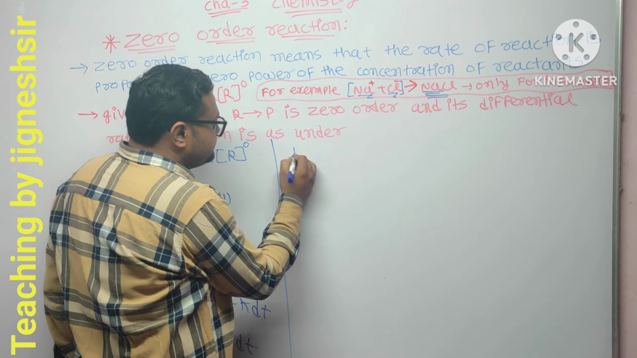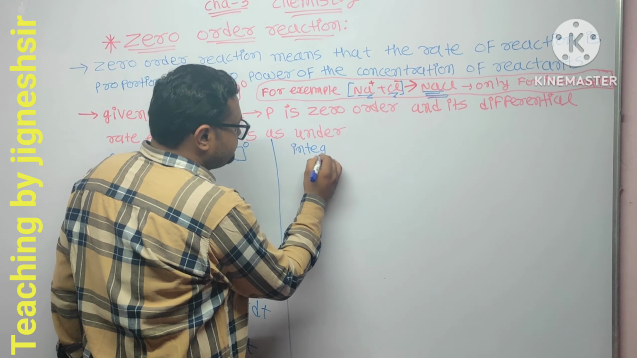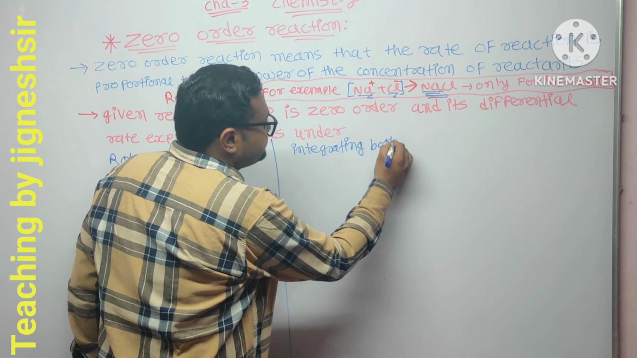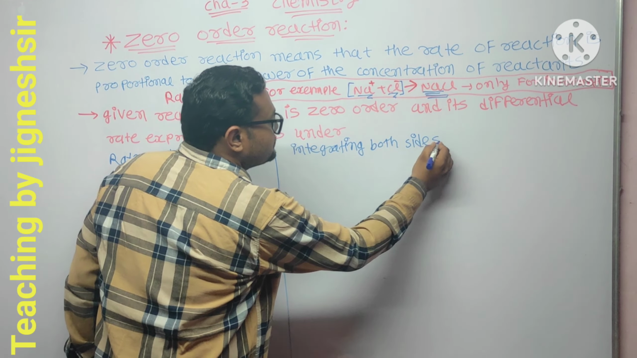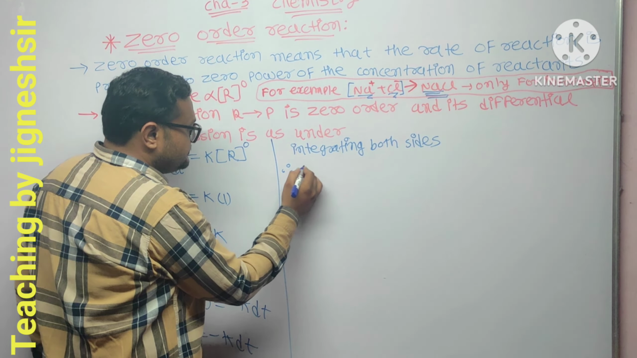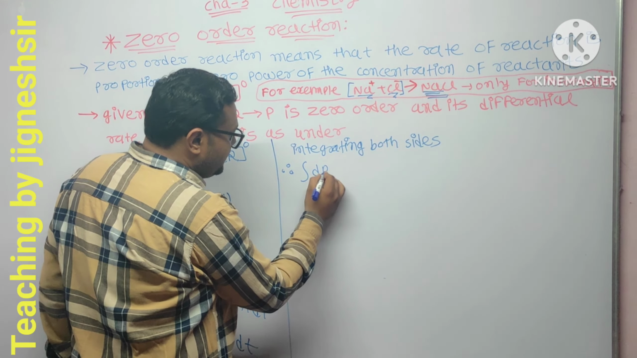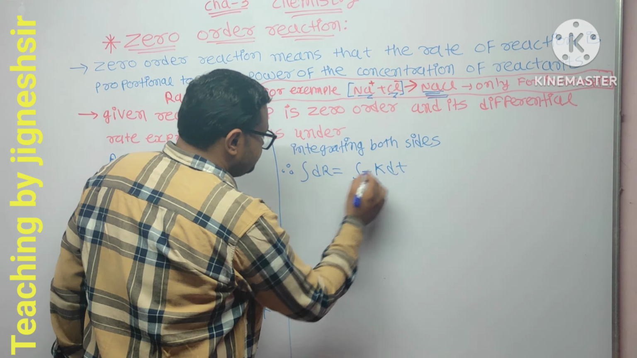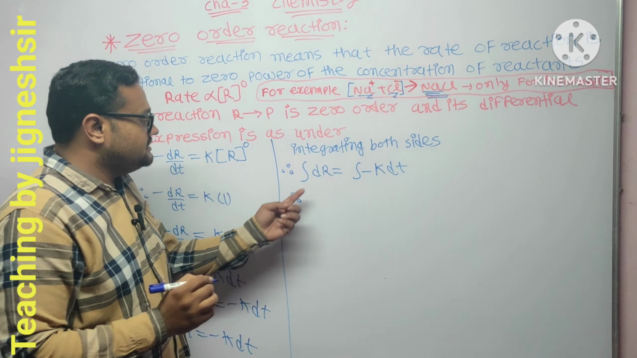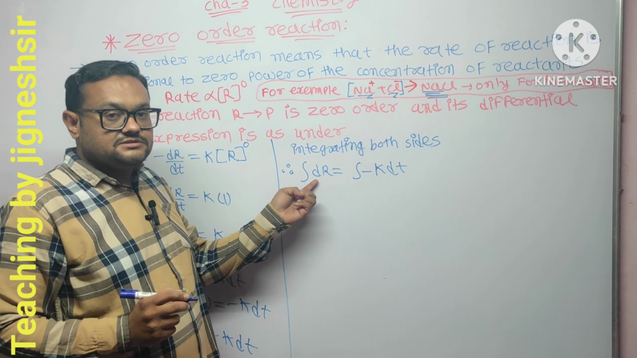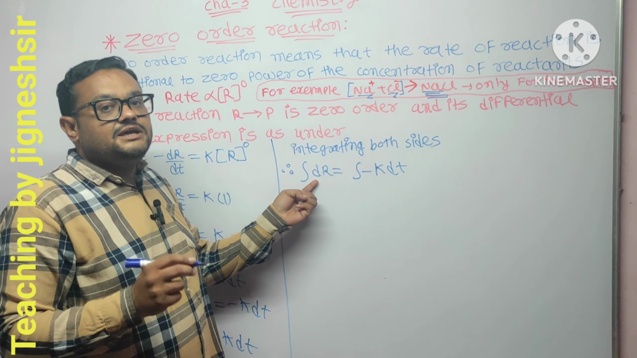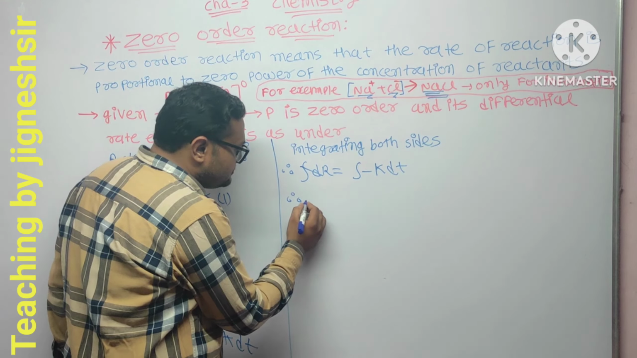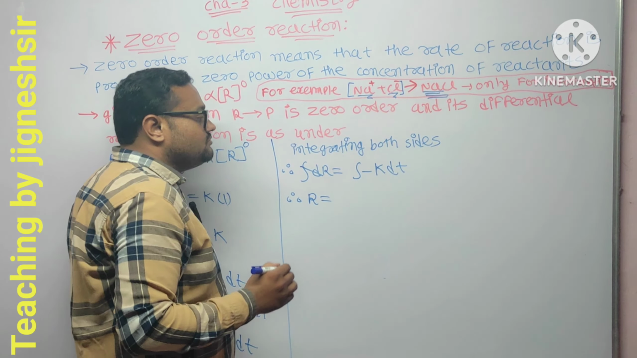Now integrating both sides, we get integration dR is equal to integration minus K dt. This is integration and this is differentiation. These both are opposite, so they cancel each other. Therefore integration and differentiation cancel, so we can put only R is equal to.